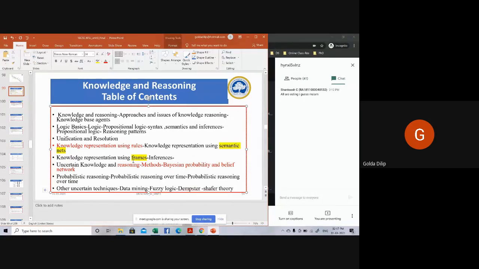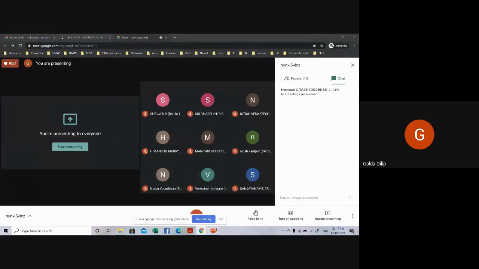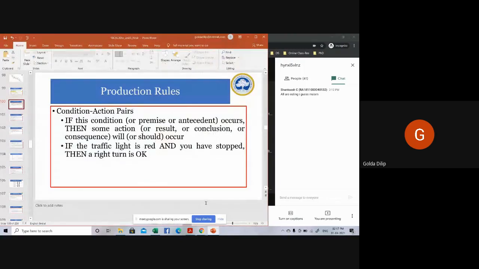Okay, so first let's look into knowledge representation using rules. What are these rules? Rules, or production rules. They are also called production rules. So what are these production rules? When you say rules, production rules are nothing but condition action pairs.